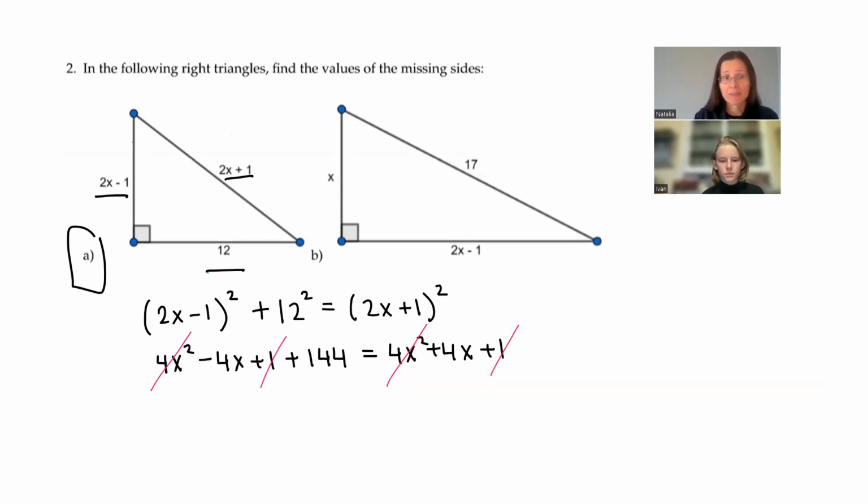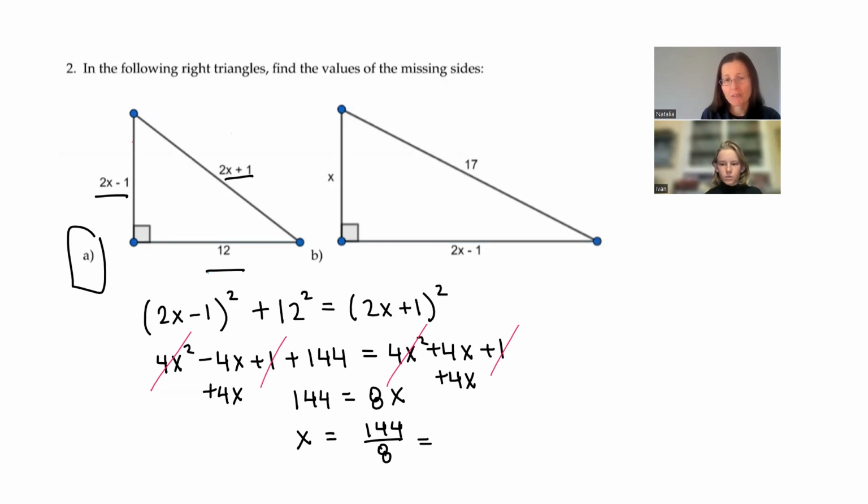All right, what's next? Now we'll move the negative 4x to the right. So combine both of them. Yep, we'll add plus 4x to both sides. And then we'll get 144 is equal to 8x. So to solve for x, we now need to divide both sides by 8. Okay, so 144 divided by 8, how much is it? It's going to be 18.